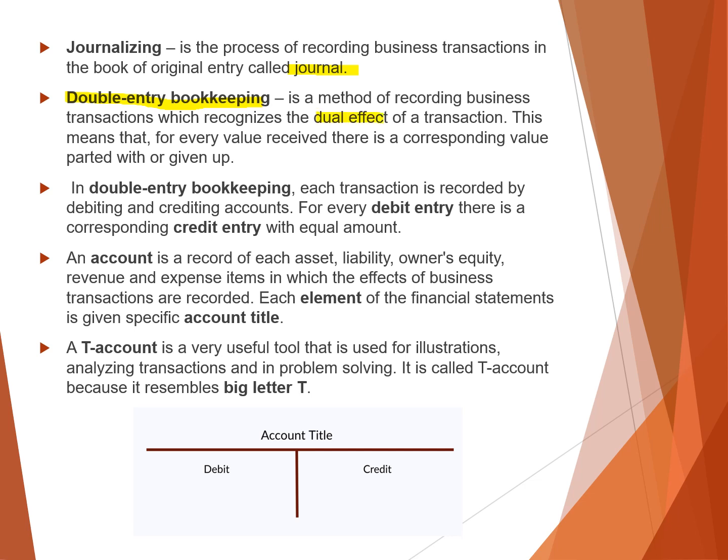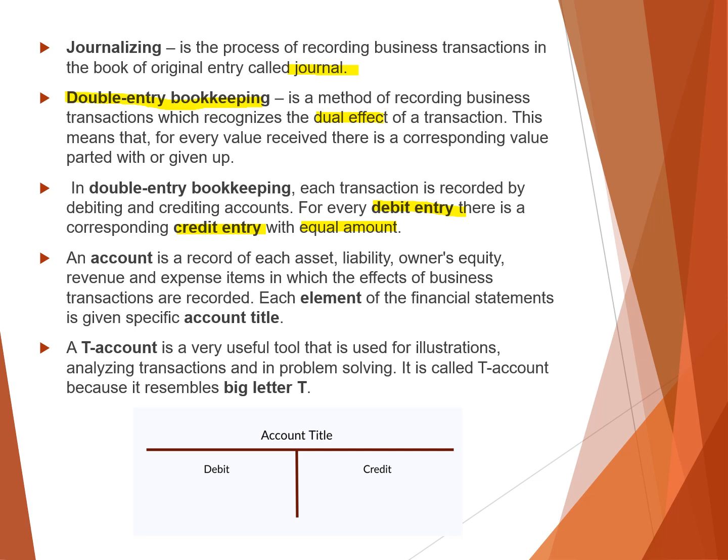When we say dual effect, kaya siya tinawag na double entry bookkeeping, is because for every debit, there should be a corresponding credit entry. Okay, kaya nga siya dual effect. Hindi pwede na debit lang lahat, hindi rin pwede na credit lang lahat. Ito yun, no? For every debit entry, there is a corresponding credit entry with, take note of this, equal amount. So, dapat yung total ng debit mo, kahit gaano kadami ang debit, should be equal to the total of credit entries.